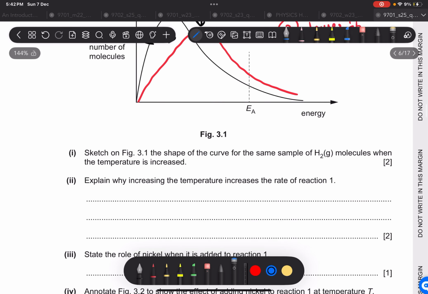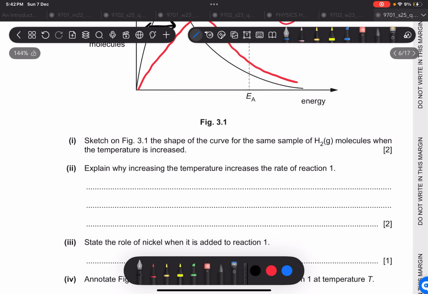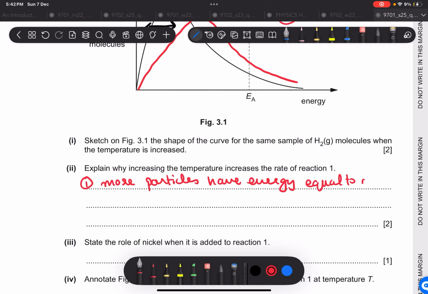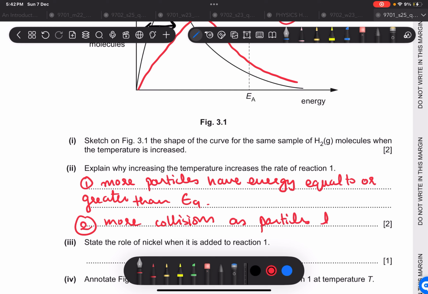That's the difference. Explain why increasing the temperature increases the rate of reaction 1. Number 1, there are two factors over here. Firstly, more particles have energy. That's a very important point students miss, I don't know why. More particles have energy equal to or greater than the activation energy. And the second factor is that there are more collisions, as particles have more kinetic energy.